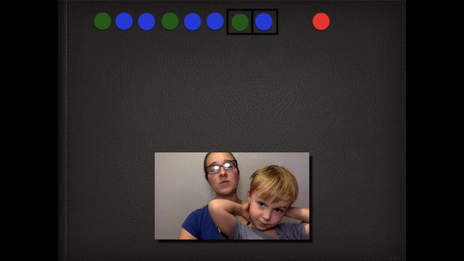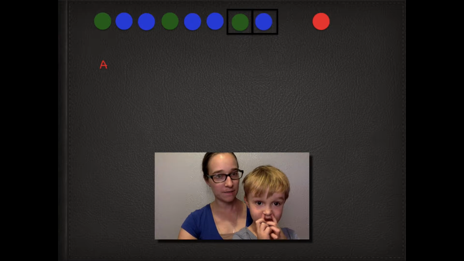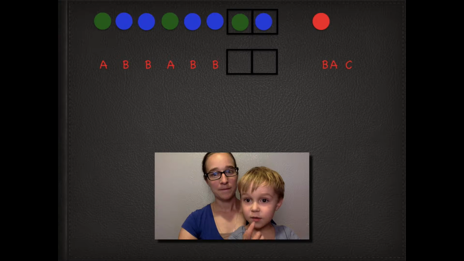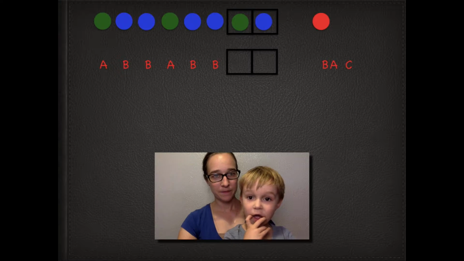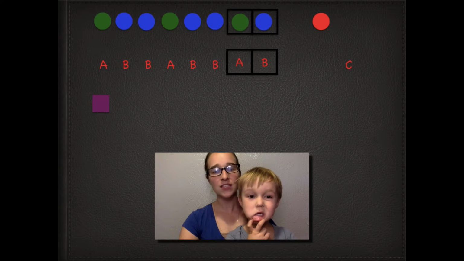This is going to be an ABB pattern using letters. Can you tell us what this pattern is? A, B, B. A, B, B. So what should come in the first box here? A. And then what? B. B. Good. Let's look at the shape pattern.